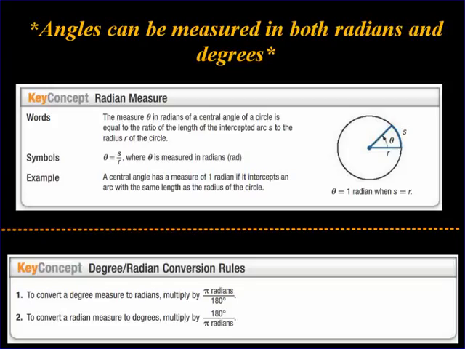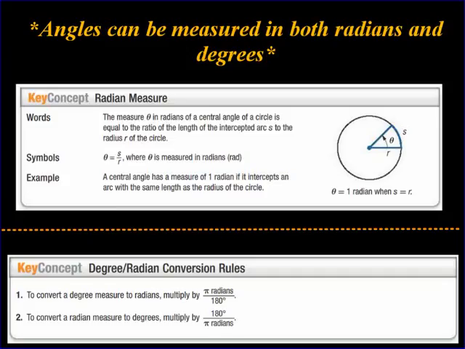Okay, so back again, we're going to talk about angles. And if you notice up there on the screen, it says that angles can be measured in both radians and degrees. So the biggest thing we need to take from here is that there are two ways that we can measure angles. We can measure them in both radian form and degree form.